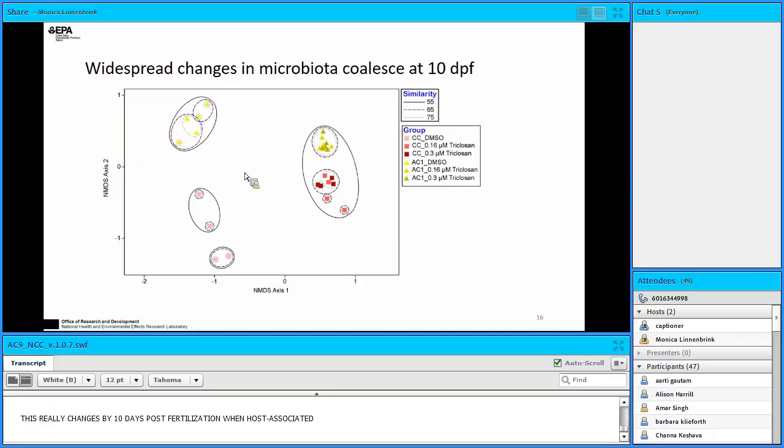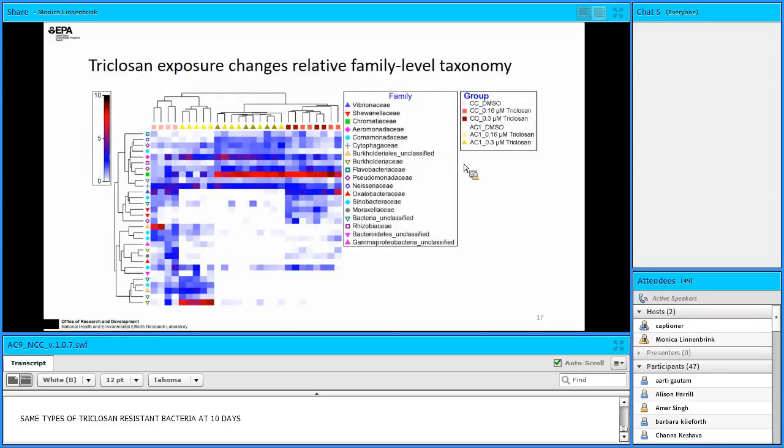So here what you can see as well, along axis 2, there is still some separation between the DMSO vehicle controls for the CCs in pink and the AC1s in yellow. There is this convergence of global community structure in both treated colonization cohorts at both concentrations tested. So you really see a selection for the same types of triclosan-resistant bacteria at 10 days post-fertilization. And this is reflected in the heat map.